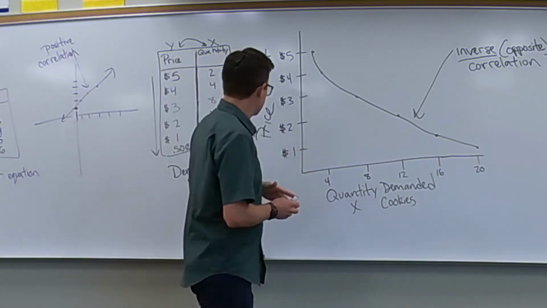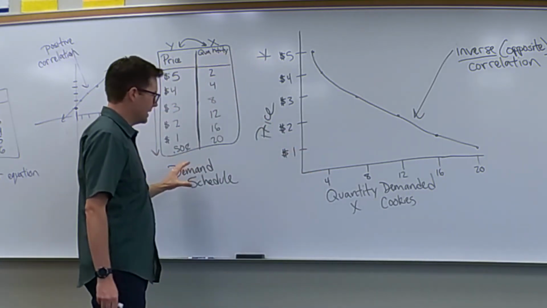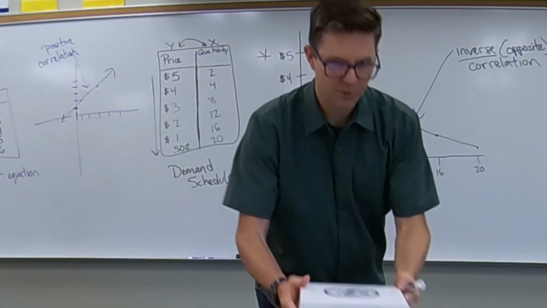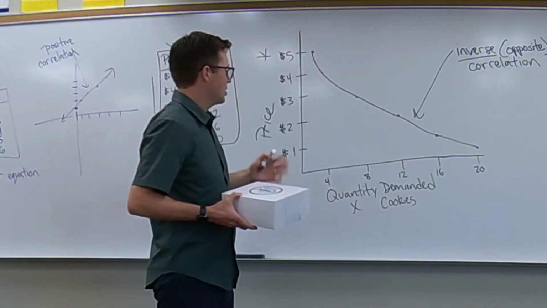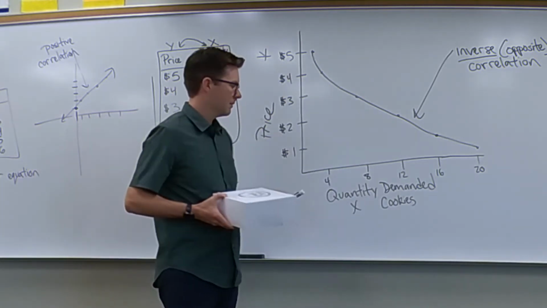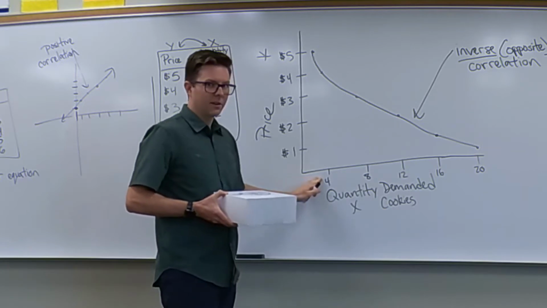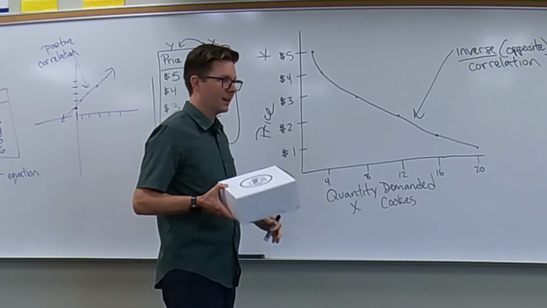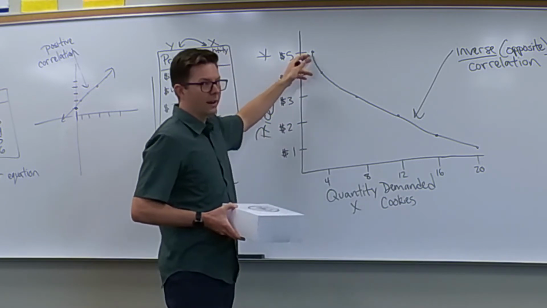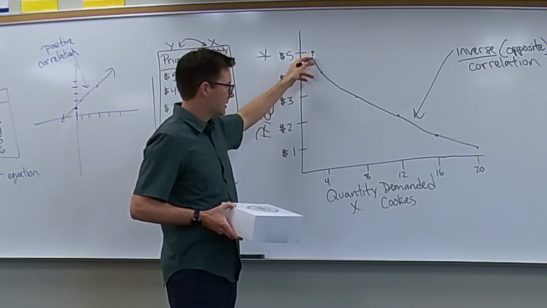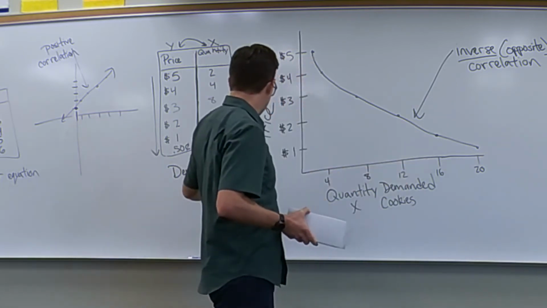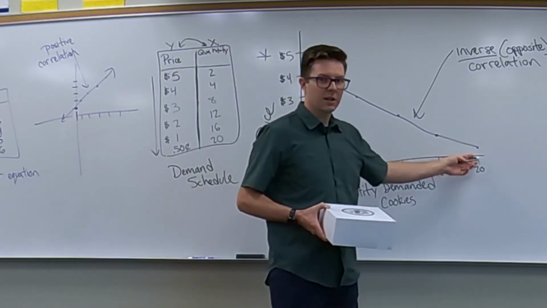So pretty much how this works is, if we're trying to figure out the quantity demanded of cookies, right? How many cookies would you buy if cookies were $5 per cookie? And that's actually fairly close to the price I paid for these cookies, so that's not crazy. And maybe you'd only buy 4 cookies if the price was $5. If the price went down to $1, you'd buy 16 cookies. And if the price was 50 cents, you'd buy 20 cookies.